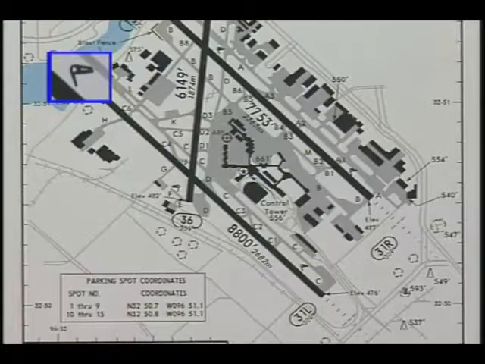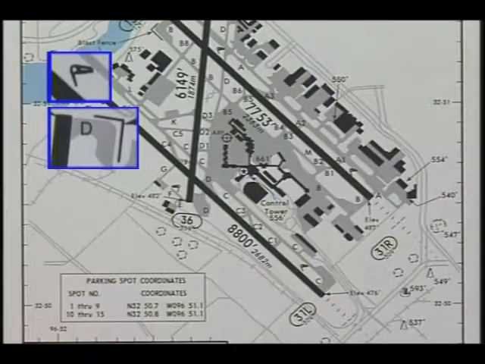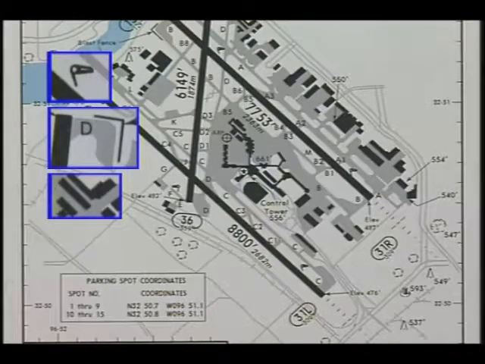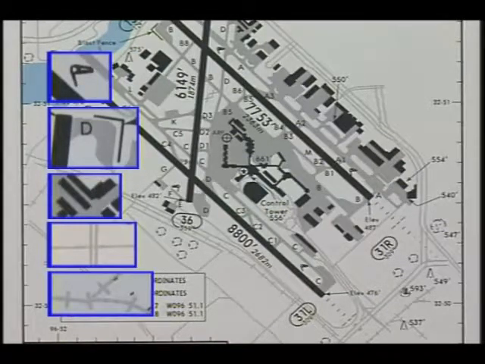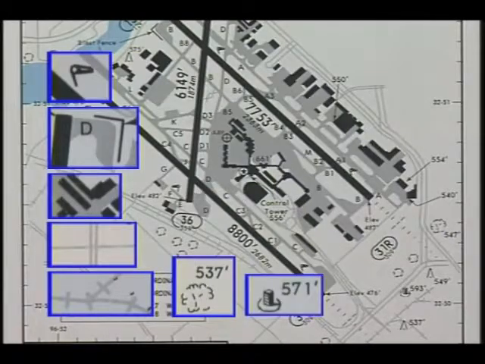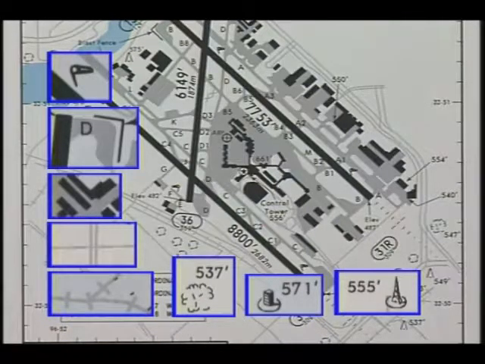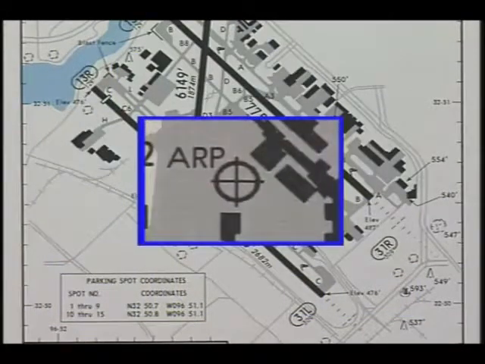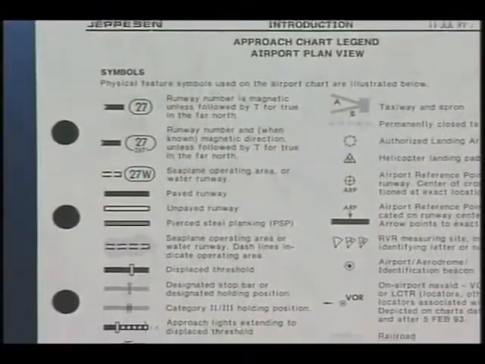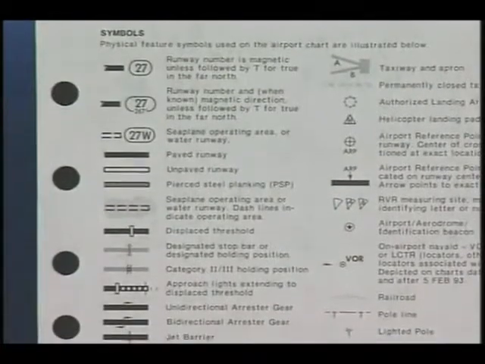Positions of windsocks are marked, as well as blast fences and building locations. Also included on the plan view are roads, railroad tracks, and obstructions such as trees, buildings, and towers. The Airport Reference Point, abbreviated ARP, shows the intersection of the geographical coordinates published for the airport. Keep in mind that an ARP may not be designated for every airport. A complete description of each symbol used on the chart can be found in the approach chart legend.